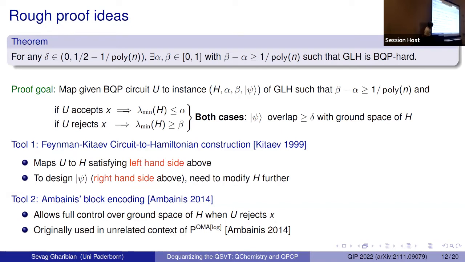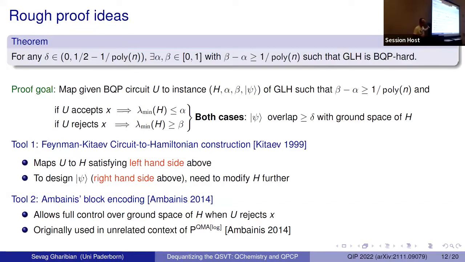Well, typically with these circuit Hamiltonian constructions, in the yes case, I have a good idea of what the low energy space looks like, but in the no case, I don't. And so then it's kind of hard to design the guiding states. But with this block encoding trick, you can pretty much design the ground space in the no case as well to look exactly like what you want, and then designing the guiding state is easy. Okay, but that's all I have time to say.